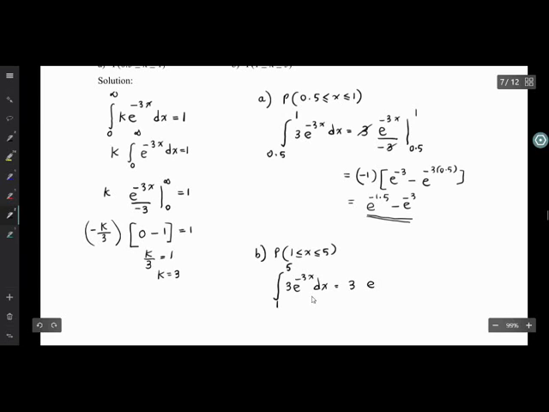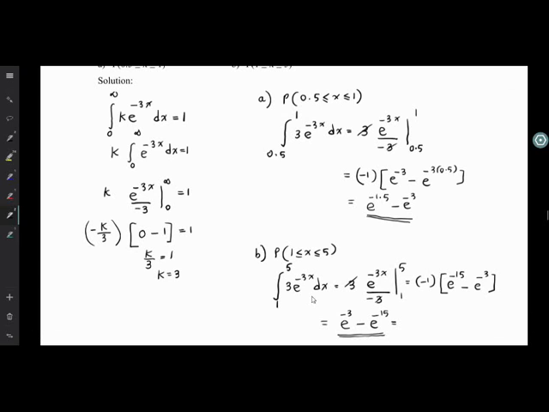3 is the constant. E to the negative 3x, the antiderivative. Evaluate from 1 to 5. Again, you have 3 cancels out. Negative 1 outside is negative 1. E to the negative 3x evaluated at 5 is e to the negative 3 times 5, e to the negative 15. When x is 1, e to the negative 3. So you have the negative 1 outside. So multiply by negative 1, you end up with e to the negative 3 minus e to the negative 15. So again, if you use a calculator, you can find the exact probability.